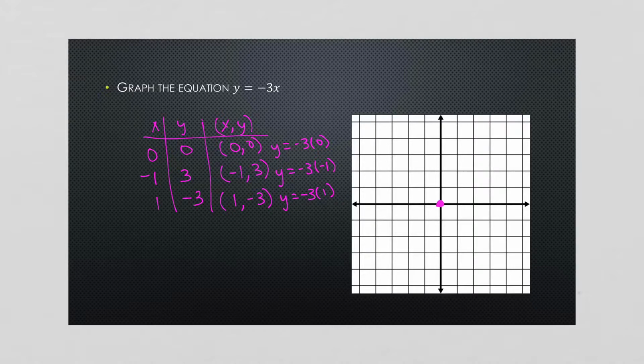Okay, so negative 1, 3, that's left 1, up 3. And 1, negative 3, right 1, down 3. Okay, connect your dots, and draw your arrows on the end. Label key points. Write the equation next to the line. And we're done.